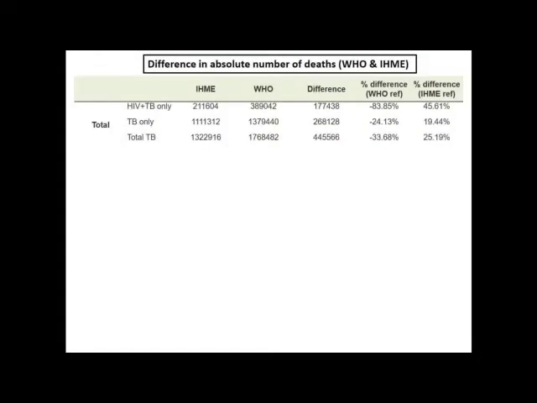In this table you can see the number of deaths estimated by IHME, here the estimates by WHO, here is the absolute difference in mortality estimates, and here is the relative difference, here considering WHO as the reference, so 100%, and here considering IHME figures as the reference being 100%. So what we see is that between the estimates of WHO and IHME, there's around 450,000 deaths difference, which is considerable.